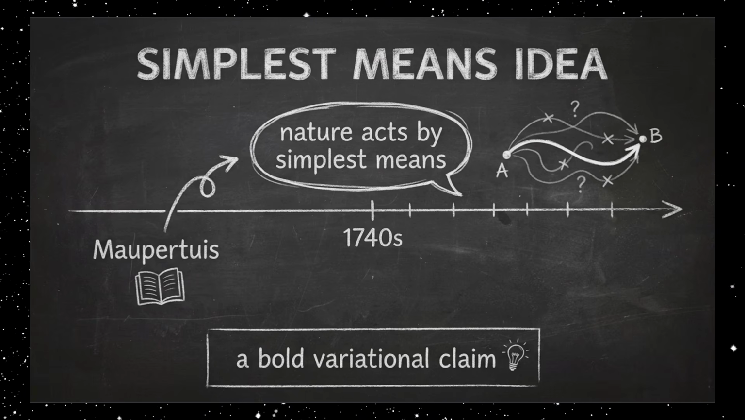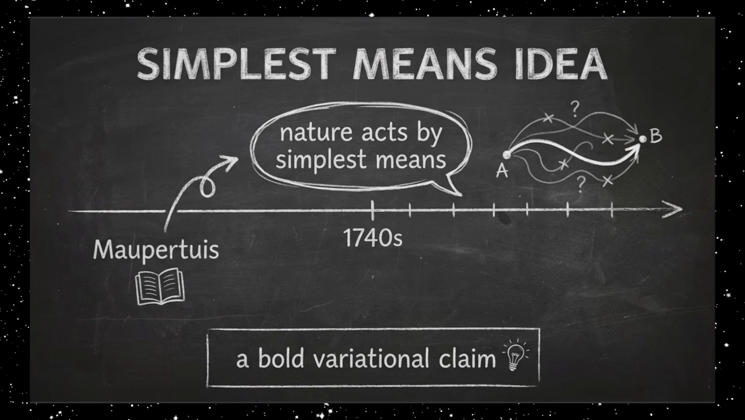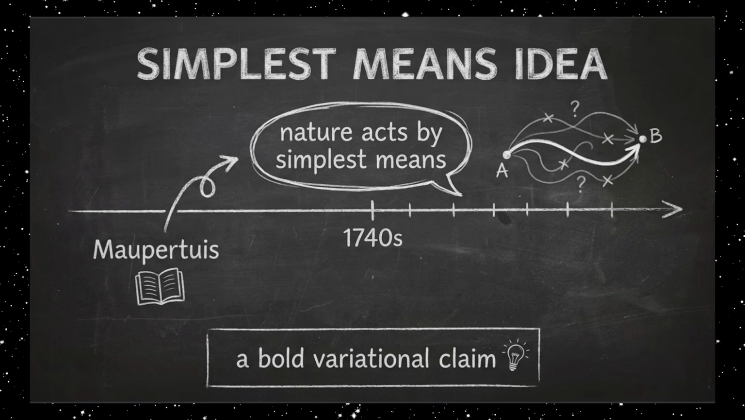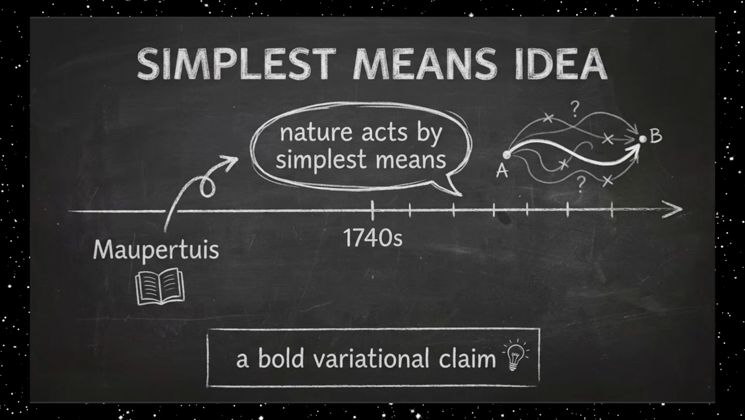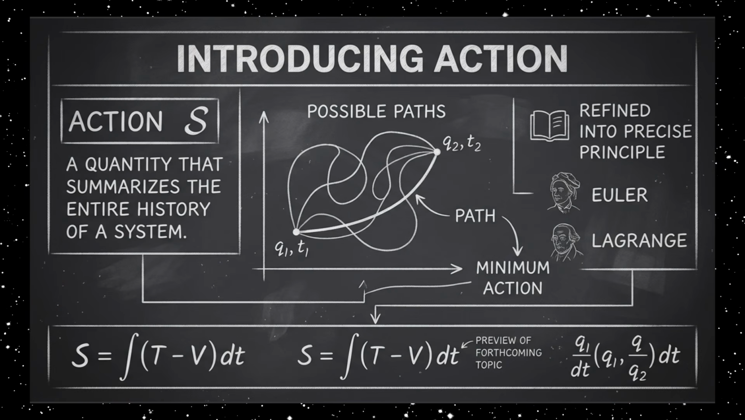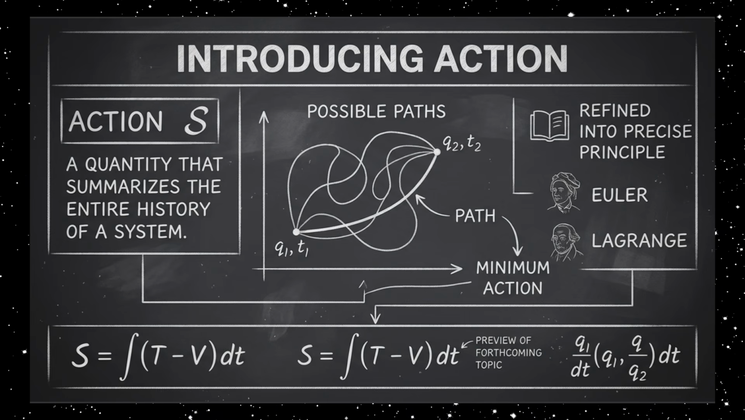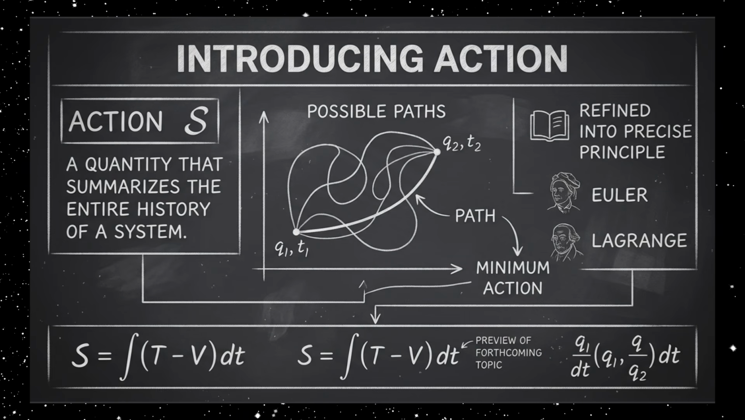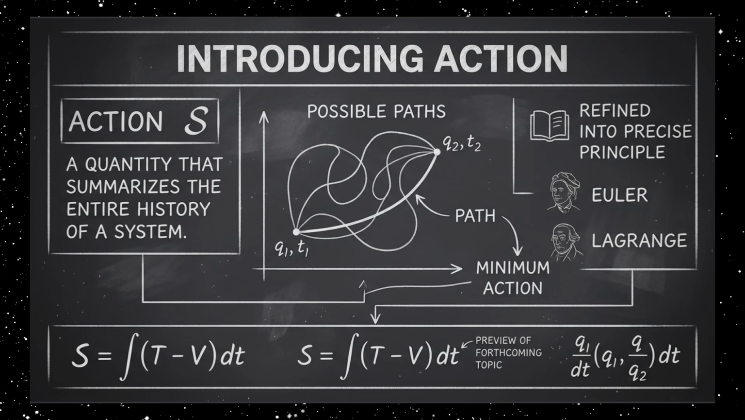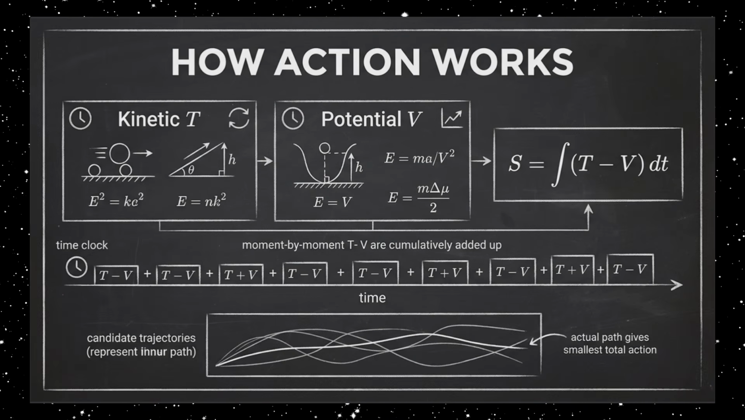In the 1740s, a French mathematician named Pierre-Louis Moreau de Maupertuis proposed something bold. He said that nature always acts by the simplest means. He proposed that there's a quantity which he called action, and that the actual path any physical system takes is the one that minimizes this action. The idea was refined by Leonhard Euler and Joseph Louis Lagrange into a precise mathematical principle.